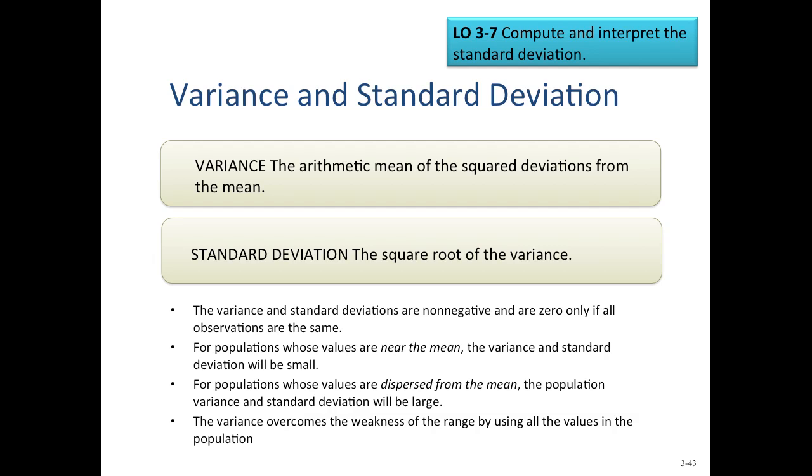Variance and standard deviation. So variance, and this is for a population, is the mean of the squared deviations from the mean. And standard deviation is just the square root of the variance. Neither is ever negative, and they're only 0 if all of the values in your distribution are the same. For populations that have lots of values near the mean, the standard deviation and variance will be small. If they're really spread out, you're going to have a large variance and a large standard deviation.